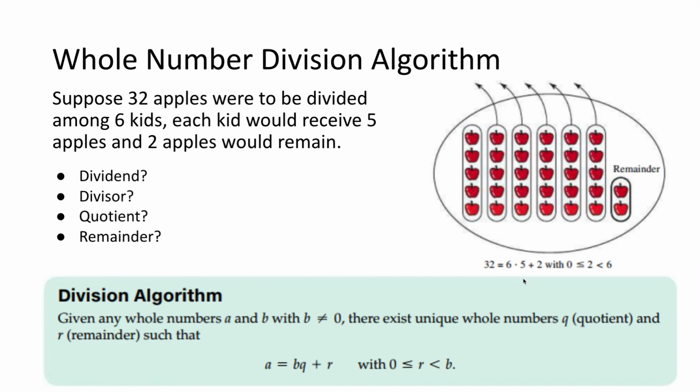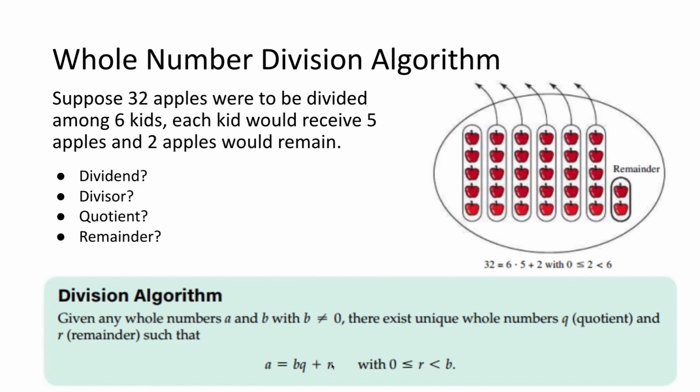So here we can see that the dividend is 32. Divisor is 6. What's the quotient? 5. 5 apples for each person. The remainder is 2, right? So here we have dividend is equal to divisor times quotient plus remainder.